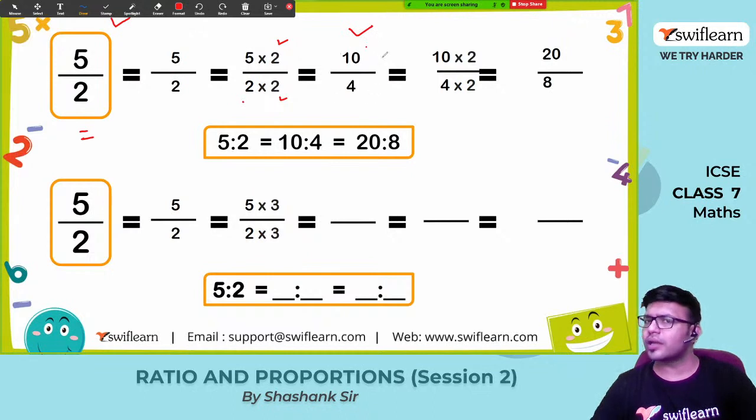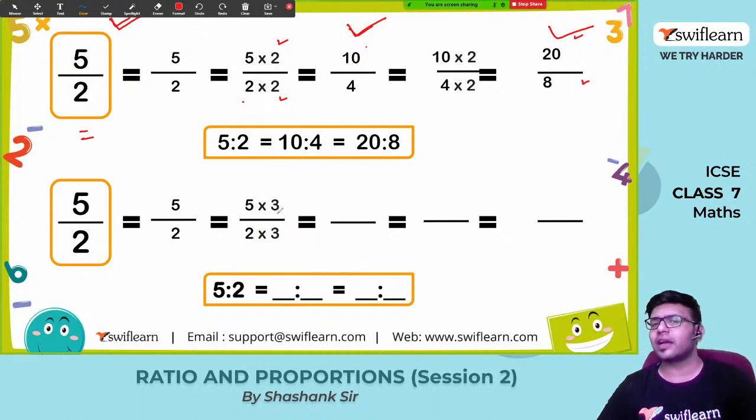Now, for this ratio, we are again multiplying by 2. So 10 times 2 is 20, 4 times 2 is 8. So all these three, 5 by 2, 10 by 4, 20 by 8, are equivalent ratios. Yes. So let us write a few more equivalent ratios.